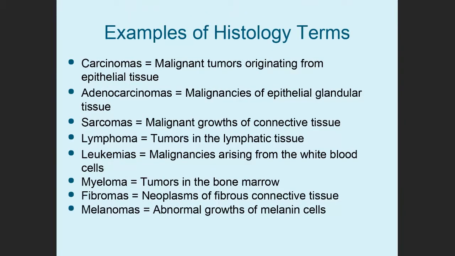So what's a histology term? Here are some examples. Carcinomas, epithelial tissue; adenocarcinomas, epithelial glandular tissue; sarcoma, connective tissue; lymphomas, lymphatic tissue; leukemia, white blood cells; myeloma, bone marrow; fibromas, fibrous connective tissue; melanoma, the melanin cells.